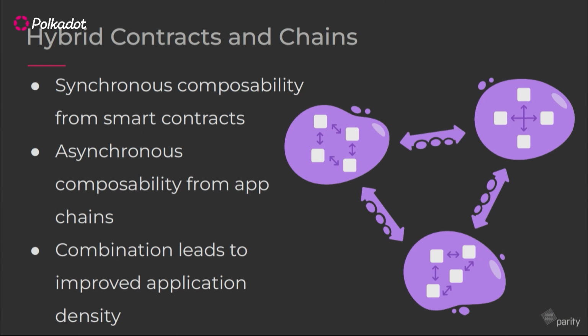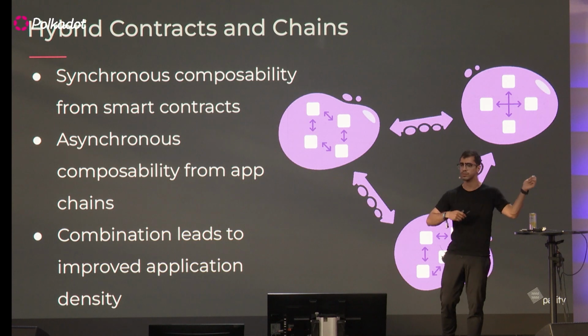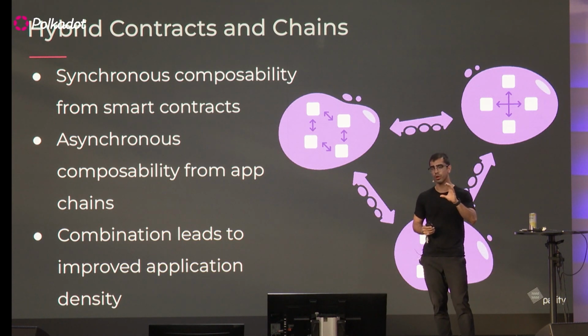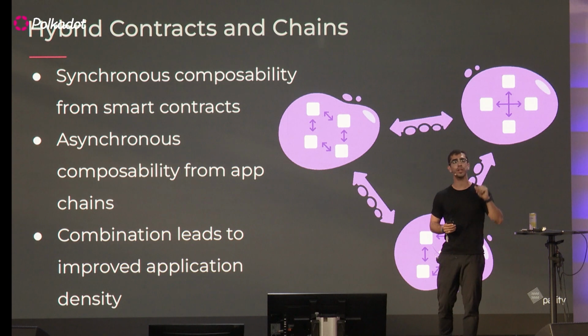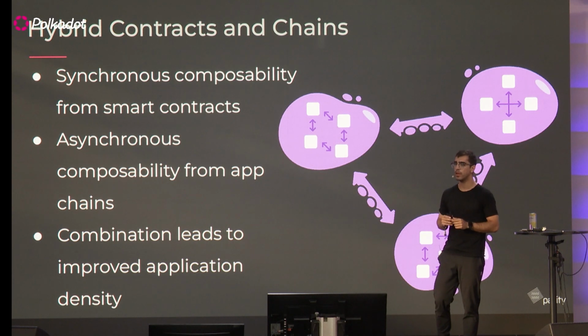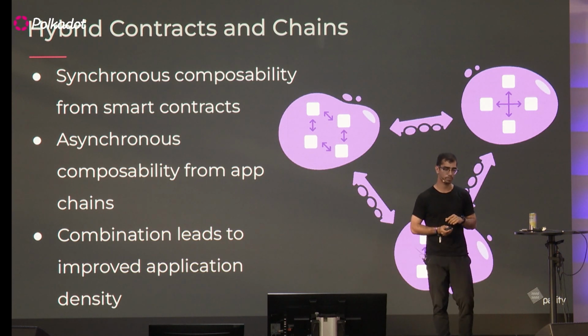So I talked about synchronous composability from smart contracts and asynchronous composability from app chains. If we combine these two, we can kind of improve the economic density of our applications. So you can have applications that do really fast compute, like these DeFi applications taking loans and swaps and all sorts of different things in one block. But you can still reach out to other ecosystems and do all sorts of crazy stuff that your app chain doesn't have natively. So you can kind of get the best of both worlds there.